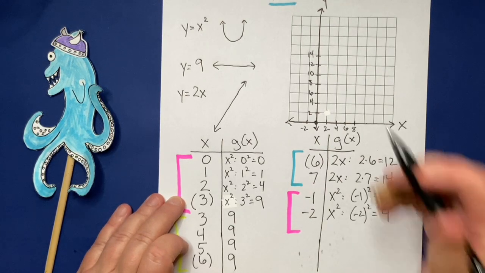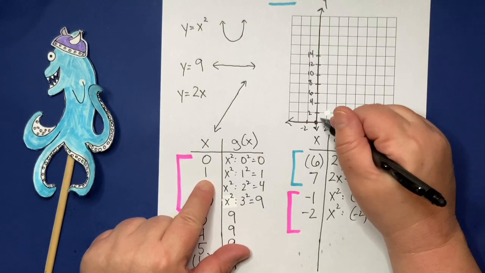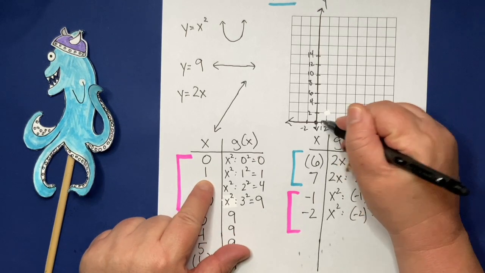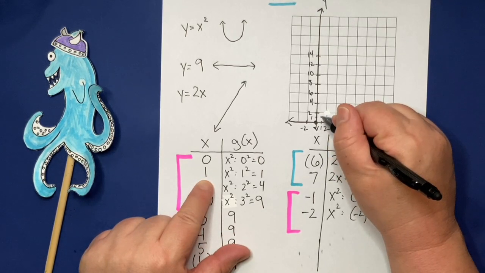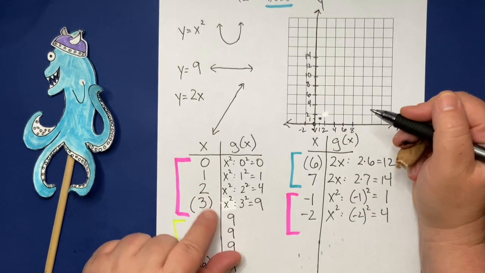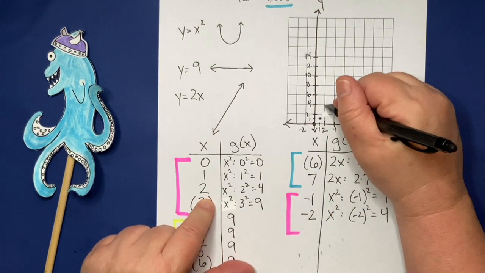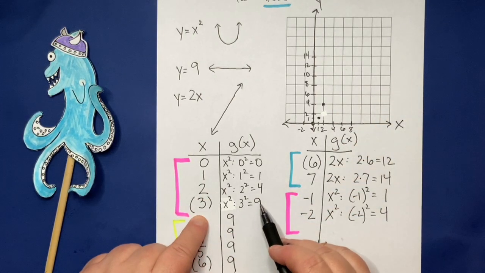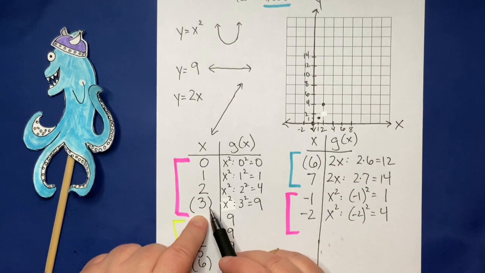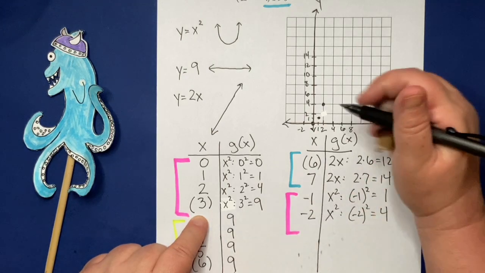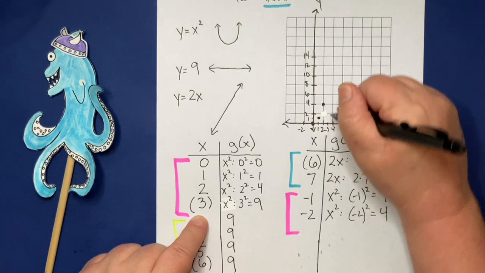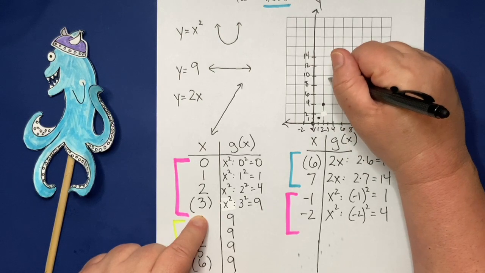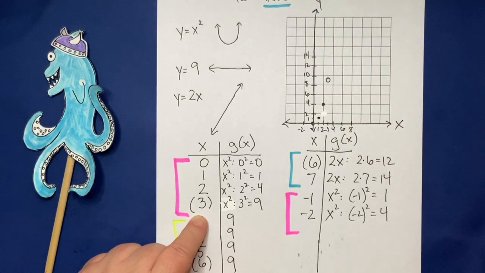So let's try this again. I got 0, 0, 1, 1. There's 1 there. There's 1 there. So it's going to be right smack in the middle. I've got 2, 4. And then 3, 9. Notice this isn't actually included. So what am I going to do? Well, for 3, I'm going to go up to where 9 would be, and I'm going to draw an open circle.